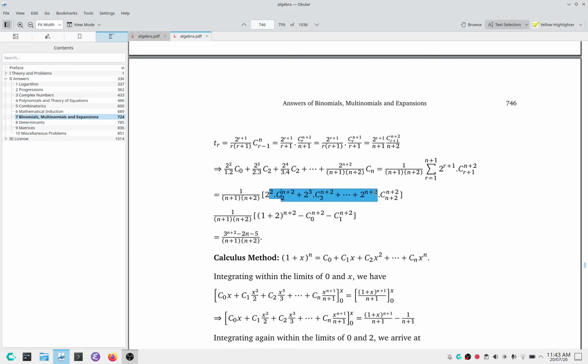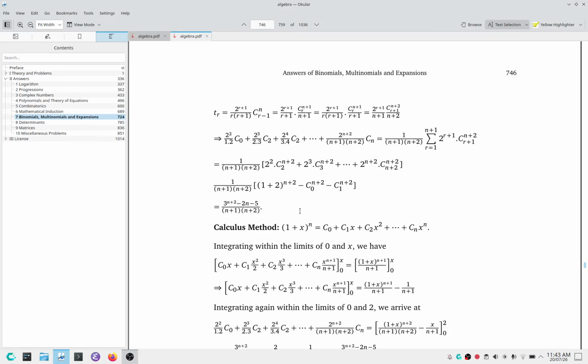So this entire thing is equal to, sign is missing here, 1 plus 2 to the power n plus 2 and minus the first two terms. That is, n plus 2 C0 is not here and n plus 2 C1 is not here, so we added and subtracted that, which is equal to 3 to the power n plus 2 minus 2n minus 5 upon n plus 1 times n plus 2. So this is 3 to the power n plus 2 and these two become minus 2n minus 5. So this is basically 1 and this becomes n plus 2. Okay, so that's how we have that.